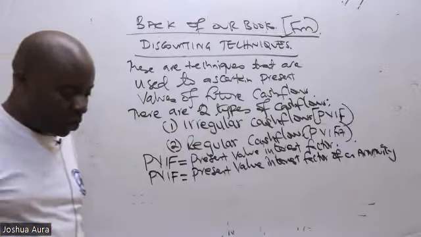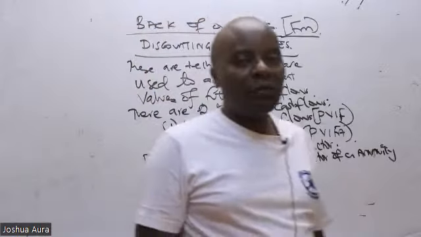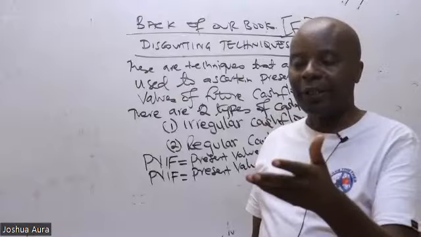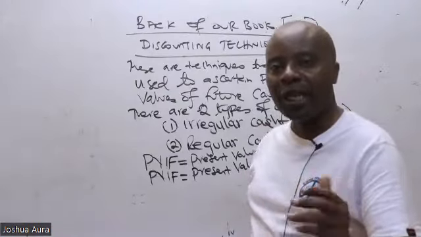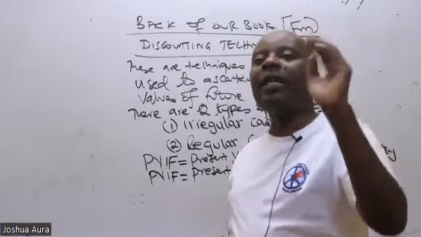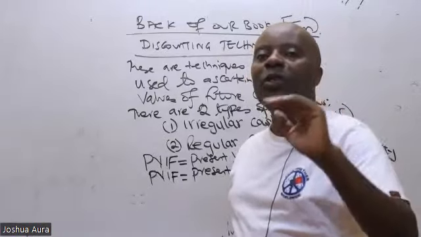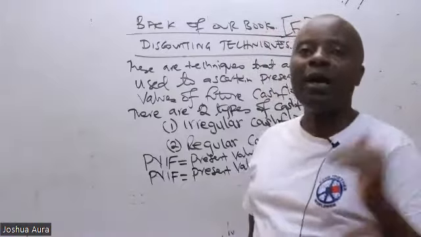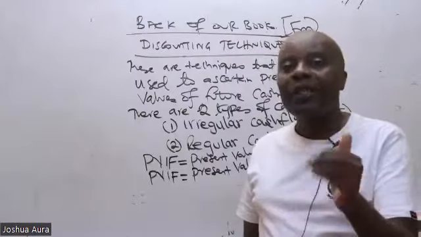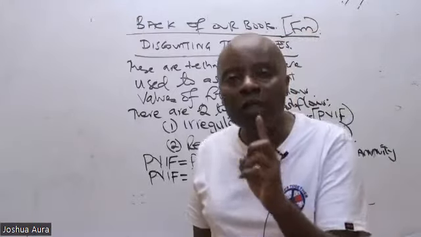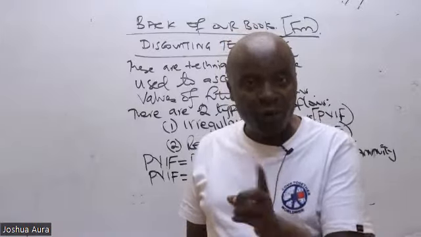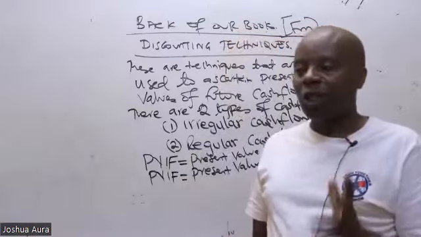And as I wait for you guys to give me a response, the most important thing is for us to know that irregular cash flows keep on fluctuating. This year you are getting 10, next year you're getting 15, the other year you're getting 8. So in this case, irregular means non-uniform. And if the cash flows that you give me are non-uniform, then I will always present value them using PVIF, present value interest factor.